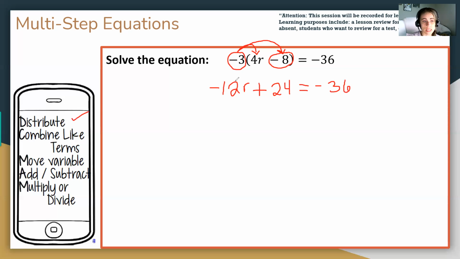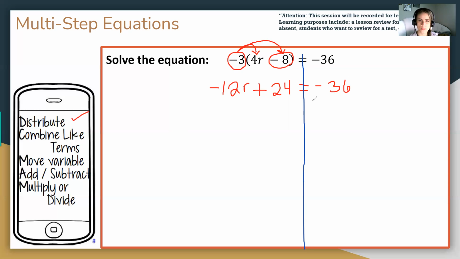All right, next up is combine like terms. Once again, I'm going to draw a line through my equal sign because when we're looking to combine like terms, we're looking on one side of the equation. So we're kind of looking at it like it's an expression, because an equation is two expressions set equal to each other. So if we look at the left here, -2r plus 24.